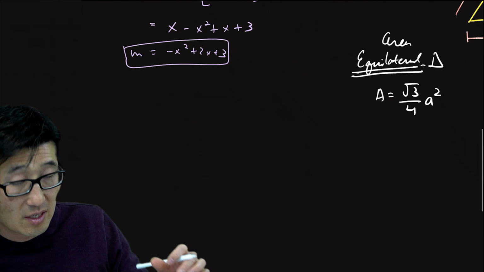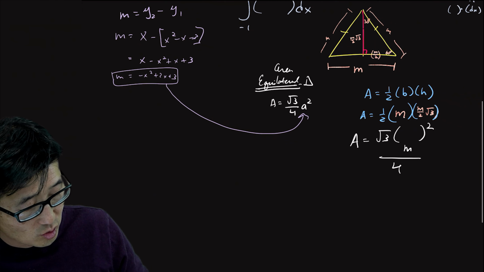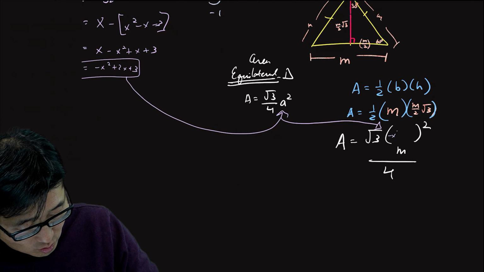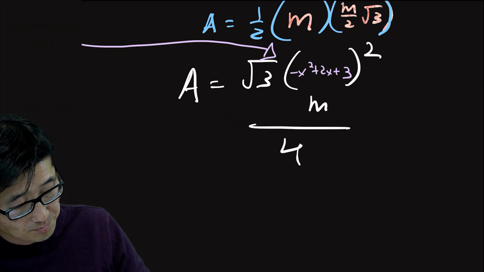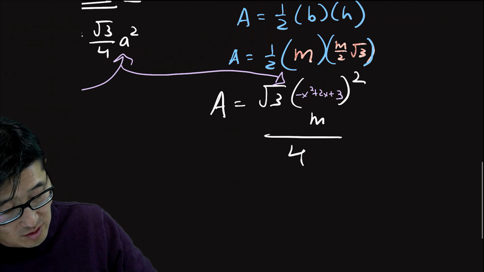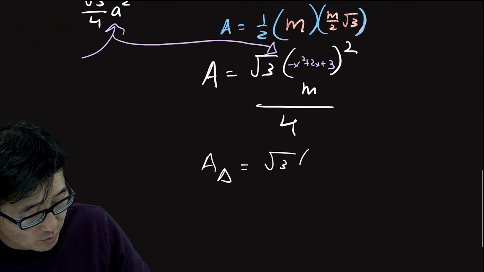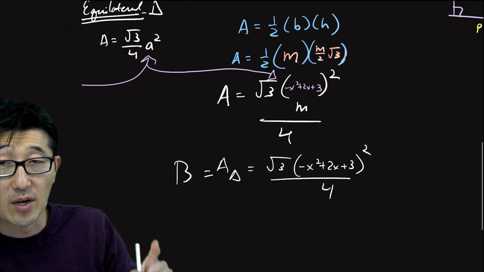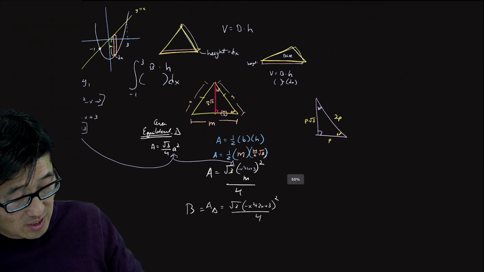All you have to do now is take that and plug it into, obviously, this equation A, right there: negative x squared plus 2x plus 3. Okay. All right, so let me just rewrite that to make it look a little bit nicer. So the area of the equilateral triangle is radical 3 times (negative x squared plus 2x plus 3) squared, divided by 4. That is the area of my base, which I need to plug in right over here.